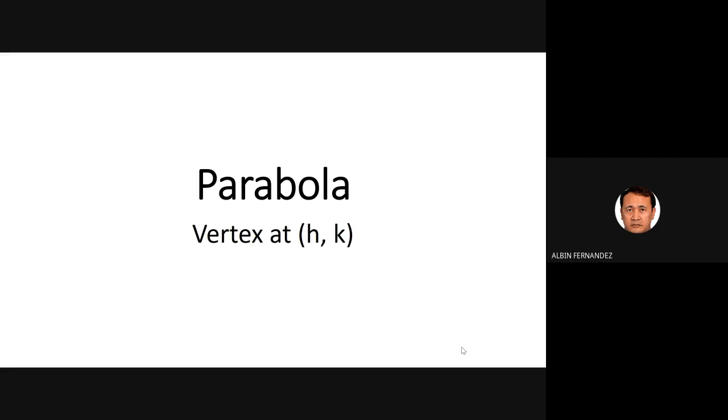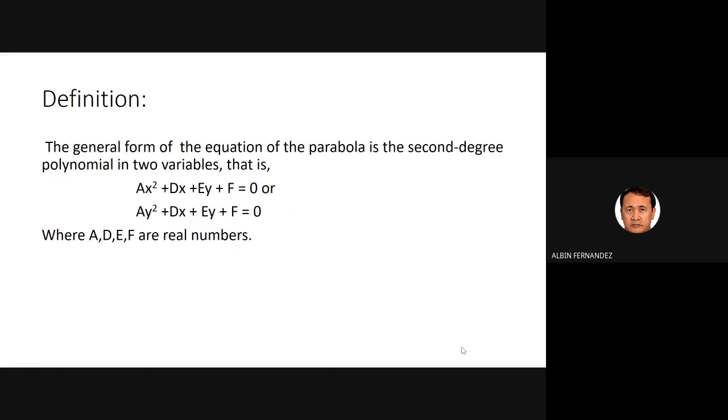Okay, class, let us continue with our discussion on parabola. So we're done with the parabola whose vertex is at the origin, which is at (0, 0). This time we'll consider the equation of a parabola with vertex at point (h, k), where the point (h, k) could be found anywhere on the Cartesian plane.